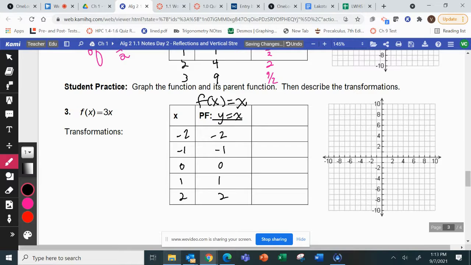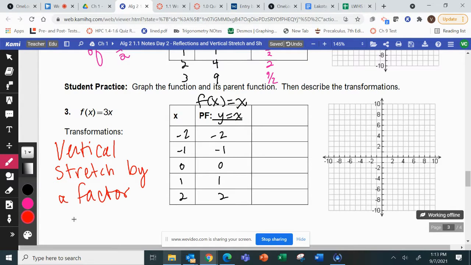And then you have a transformation that has a 3 in it. Maddie, did you have time to do your transformation yet? What'd you get? I said it was a vertical stretch by a factor of 3. Very good. Vertical stretch by a factor of 3.